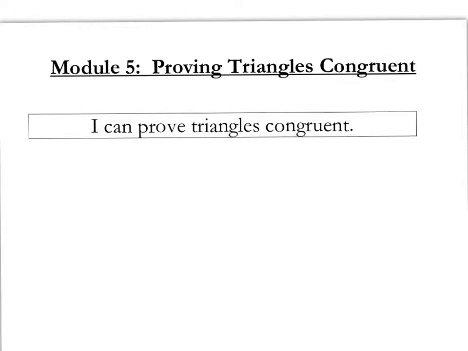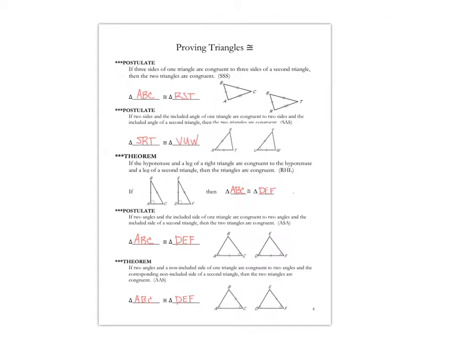Okay, now we're going to do the second part of proving triangles congruent. We're going to talk about how triangles are congruent. So here are the 5 different theorems and postulates that we are going to use to prove triangles congruent. The first one is side, side, side. That one's easy because it's just all 3 sides.